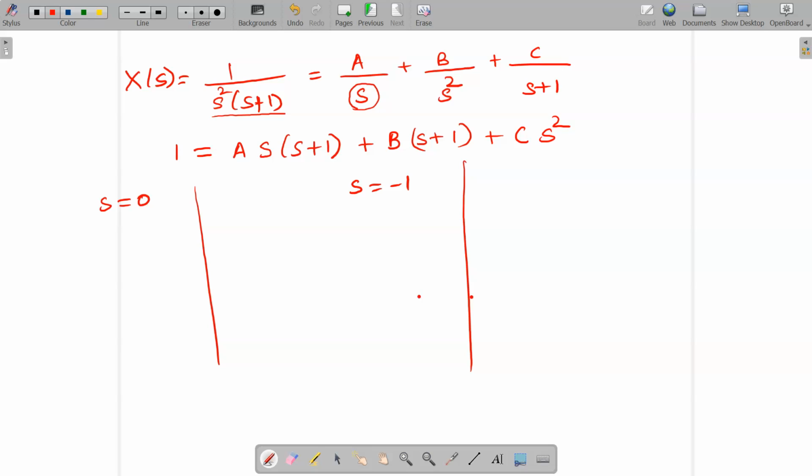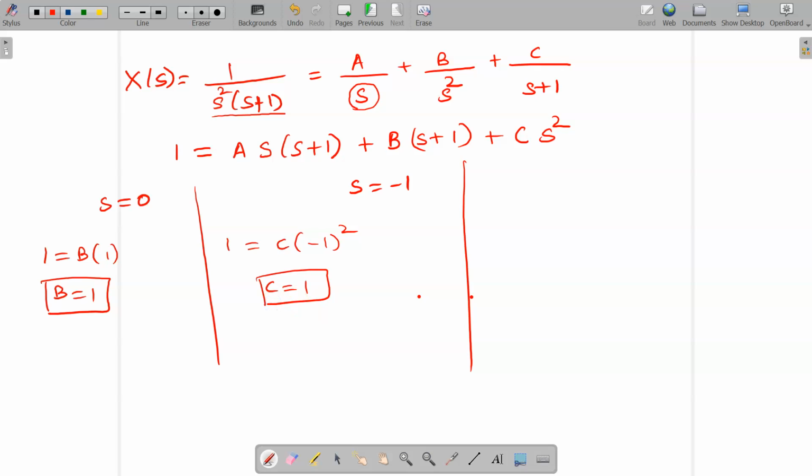Okay, substitute s equal to 0. What is there in the left hand side? 1. So s equal to 0 means the A term gets cancelled, the C term also gets cancelled, only B is available. So B into 0 plus 1 is 1. So B value is nothing but 1. Substitute s equal to minus 1. Left hand side is 1. Anyway, s equal to minus 1 means the other terms get cancelled, only C will be available. So C into minus 1 the whole square. Anyway, minus 1 the whole square is plus 1. So 1 by 1 is nothing but 1.